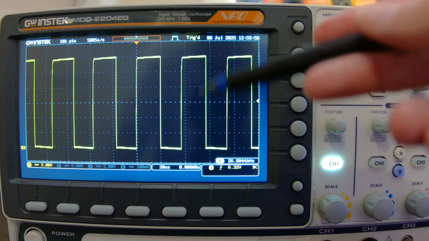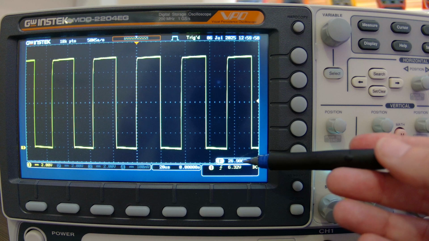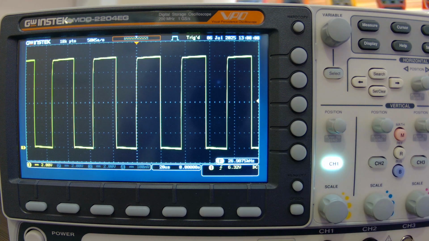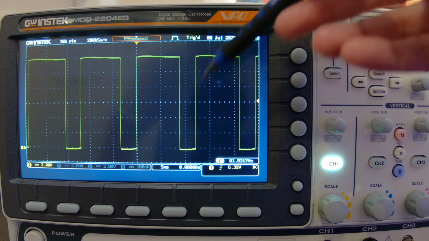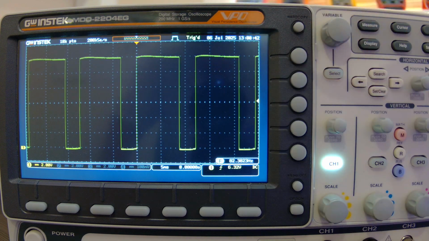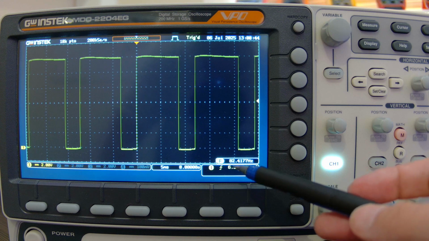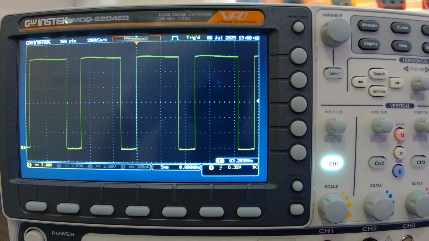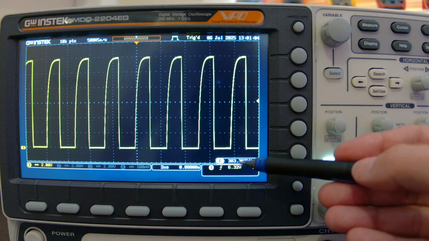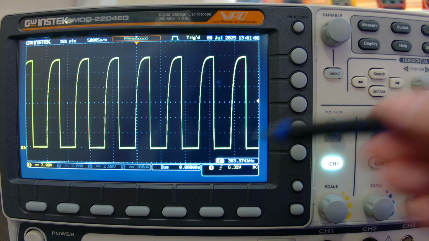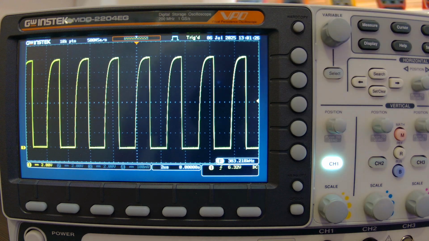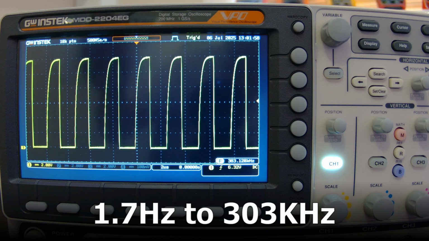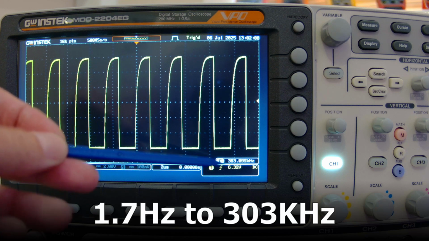And with it all the way clockwise, then I'm now getting 27 kHz. Okay, and now with the jumper in the fourth and final position, the potentiometer all the way anti-clockwise, I'm getting 82 Hz. And all the way to the right, you can see I'm getting 303 kHz. Yeah, and the square wave is distorting a bit, as you can see. So that does give us a complete frequency range of 1.7 Hz to 303 kHz there.